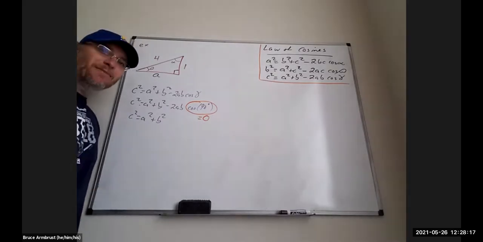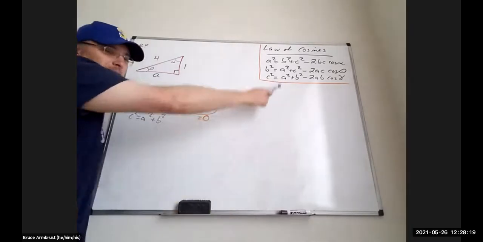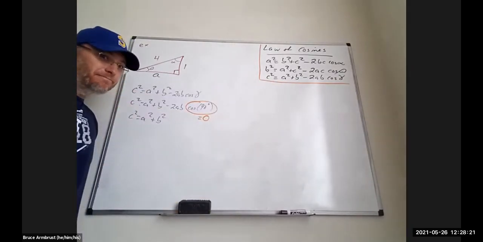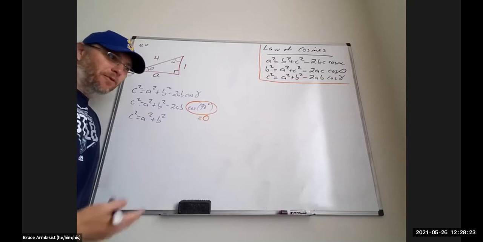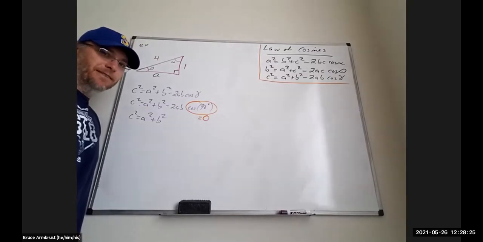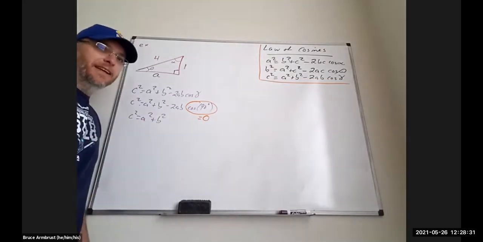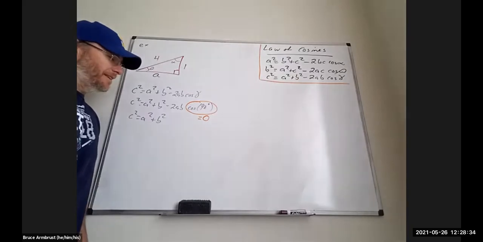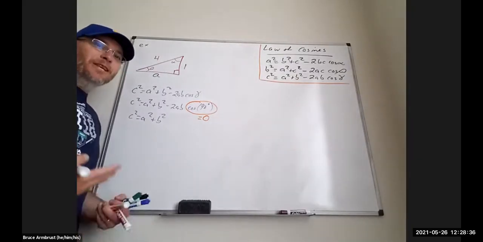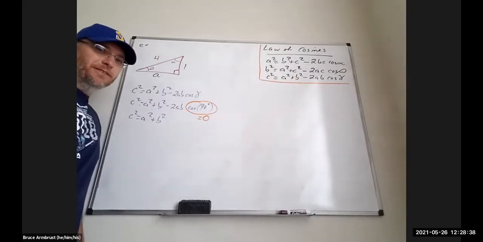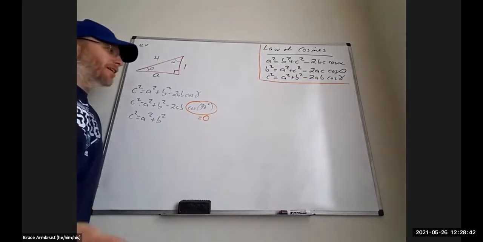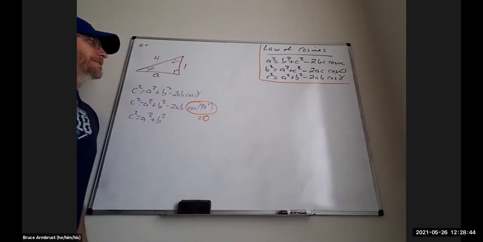So check this out. The Pythagorean theorem is just a special case of the law of cosines. It's the law of cosines when one of the angles is 90 degrees. I know that none of you found that as interesting as I find that, but that's kind of cool. So when you do the Pythagorean theorem, guess what? You're doing the law of cosines. You just didn't know it. All right, so that's where the law of cosines thing comes in.